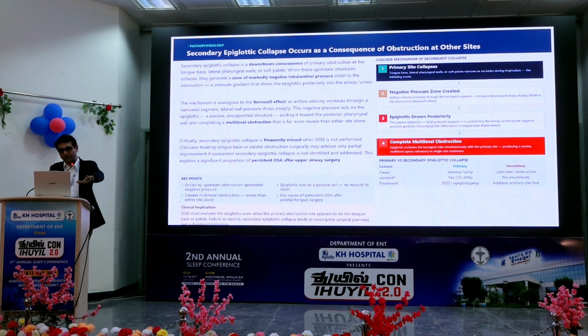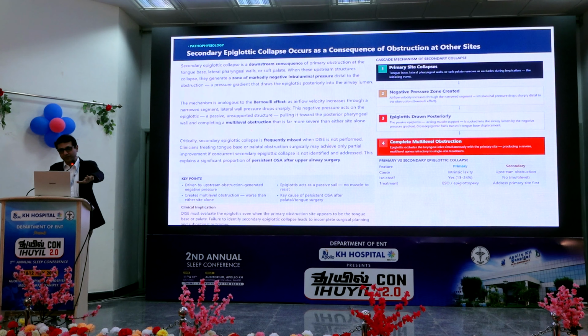That's why understanding Bernoulli's phenomena as well as the Starling resistor law is very important to know the dynamics of tongue base and epiglottis collapse. Bernoulli's effect explains dynamic pharyngeal narrowing during inspiration. So it's not a big thing actually. Bernoulli is a fundamental law of fluids, so it actually applies to OSA.